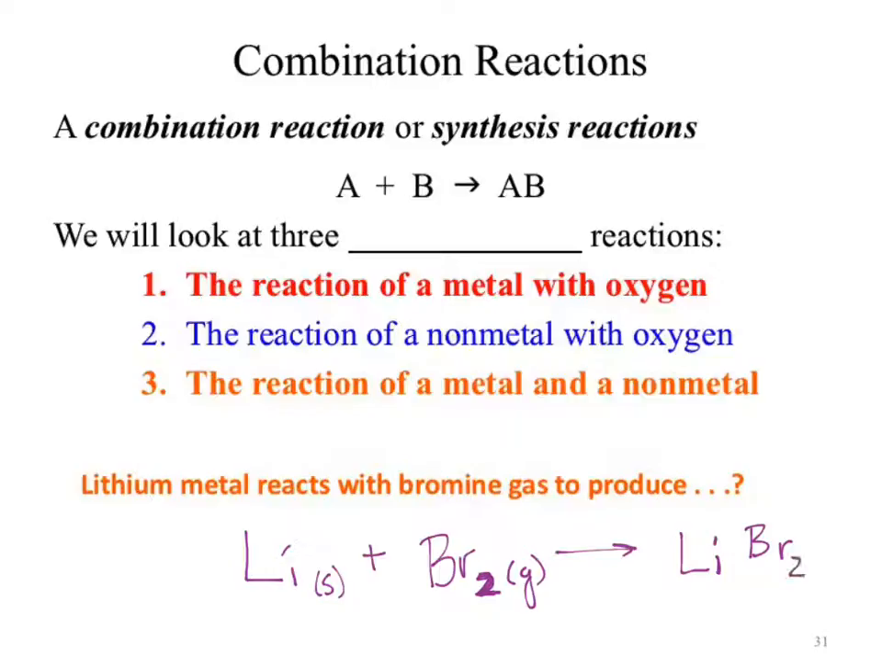Should it be LiBr2? No. Why not? When we're predicting our products, we have to make sure our product is what charge? Neutral. What is the charge on lithium when it becomes an ion? A +1. What is the charge on bromine? -1. How much lithium and bromine do I need to balance out that formula? One of each. Lithium bromide is now my correct final product.